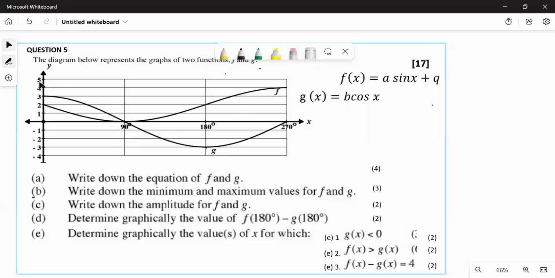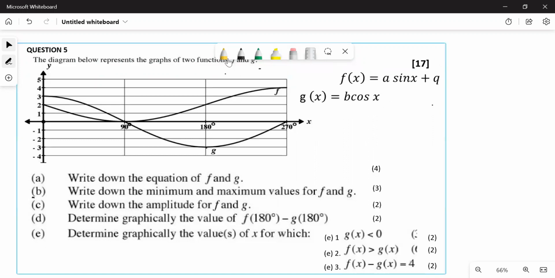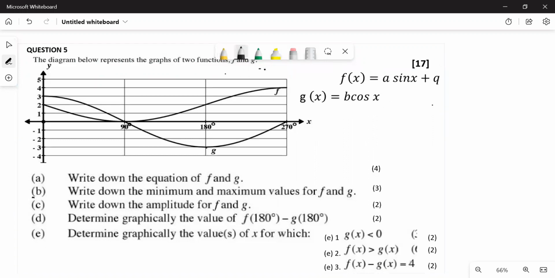So here again, they say the diagram below is represented by two functions, f of x and g of x. Okay? So what is f of x? F of x is a sine x plus q. And then we have g of x, which is represented by b cos x. And they say you should determine the equation of f and g.